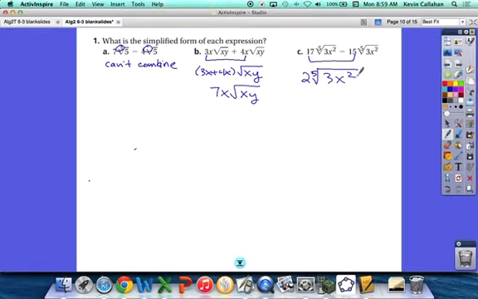So when they're like radicals, it should not be that hard to add them up. Just add the numbers in front or subtract the numbers in front. Okay. The thing is, it's not always what you think it is.